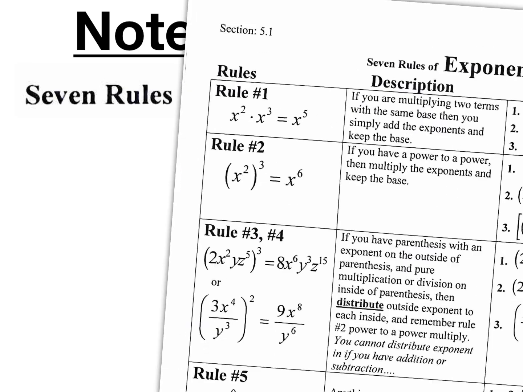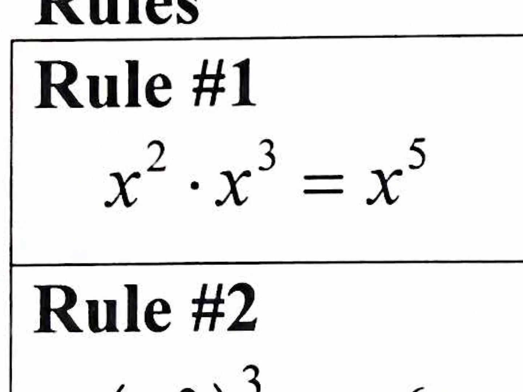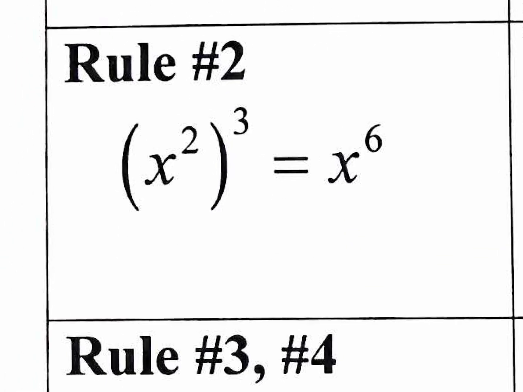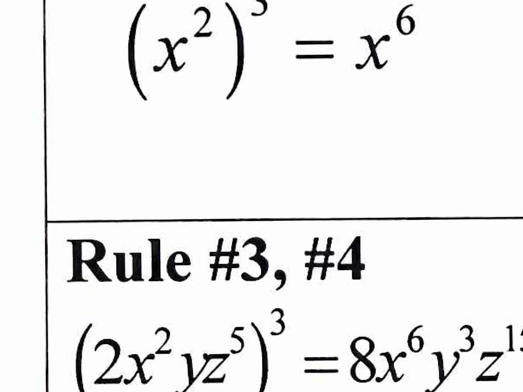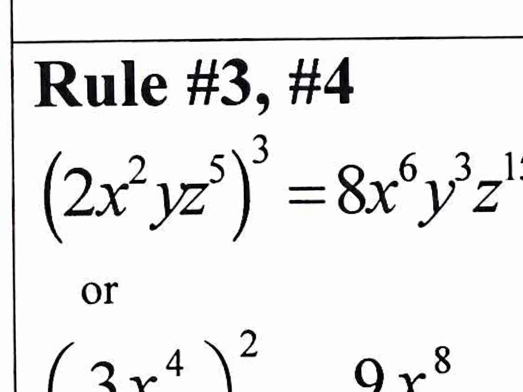Or how about this? Let's review rules 1, 2, and 3. Rule 1 was that if you're multiplying two terms with the same base, you add those exponents. So 2 plus 3 is 5. We also explained last week that these rules weren't created by someone. It's just an observation of the truth, and it's like a shortcut, right? You could expand them and understand that when you have a power to a power, you end up multiplying. 2 times 3 is 6. And rule 3 was where we had parentheses with an exponent on the outside, and you would have to distribute that outside exponent to each inside exponent.